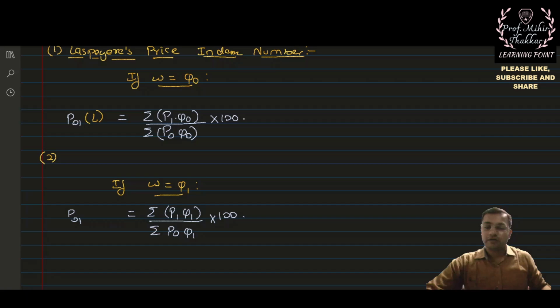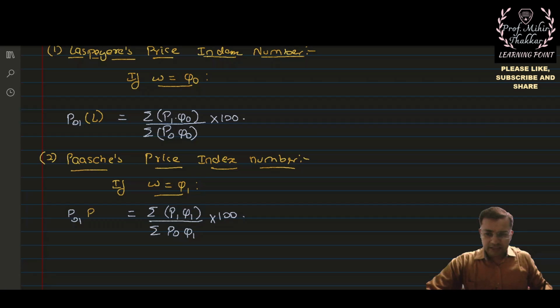Now over here, once again, this was obtained by a very famous statistician whose name is Paasche's. So it is Paasche's price index number, and my friends, it is denoted as P01P. Now let's take an example for calculation of the Laspeyer's and the Paasche's index numbers. We'll take a few examples, guys, so that it becomes very clear and thorough in your mind.